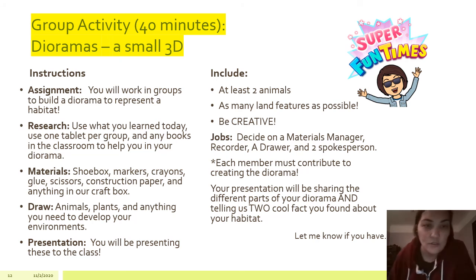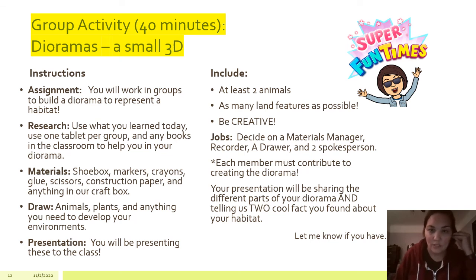We're going to research what you learned today. We're going to use one tablet per group, any books in the classroom, and anything that you've learned today in the lesson is what you're going to use, okay? Also, some of the materials that you can use: shoebox, markers, crayons, glue, scissors, construction paper, and anything in our craft box is up for grabs, okay? So make sure you share. You're going to draw animals, plants, and anything you need to develop your environments. And you'll be presenting this to the class.